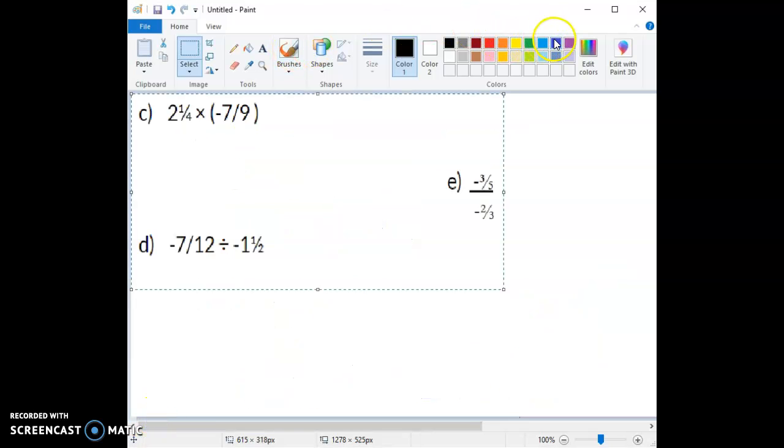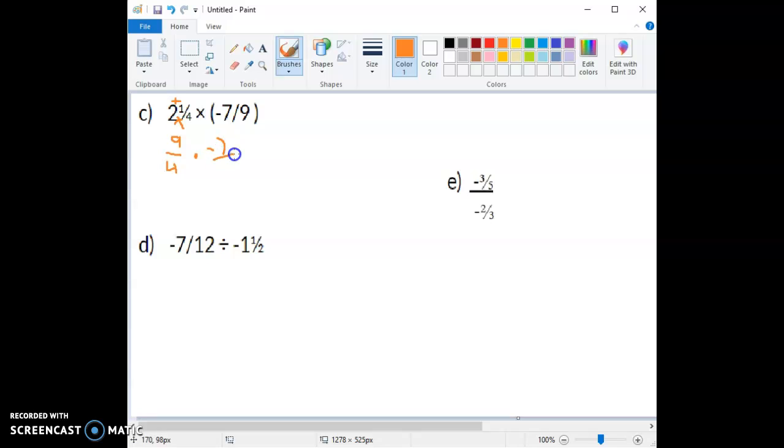Next thing we're going to do is look at multiplying. So remember, when you multiply and divide, you cannot do it with a mixed number. So I do have to make this improper. I have to this time. So 2 times 4 is 8, and that's 9. Okay, keep my 4 times, we'll just rewrite this, negative 7/9.